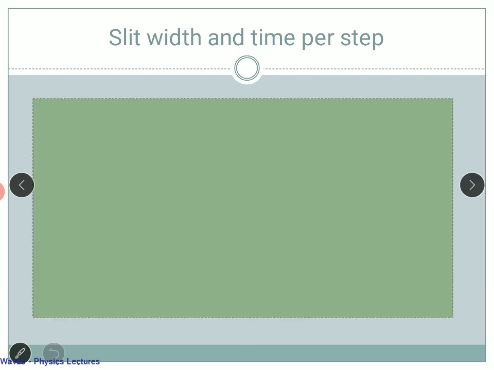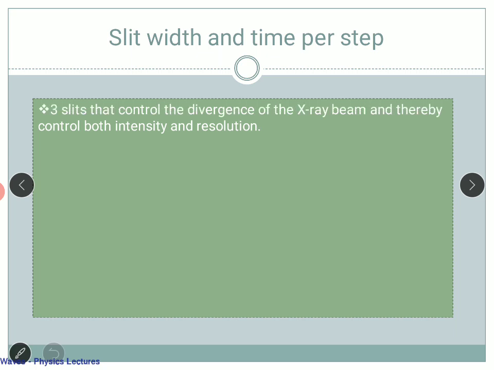So the slit width, depending on the type of slit width, there are 3 slits that control the divergence of the X-ray beam, and this will actually control both the intensity and the resolution. There is something which is axial and something which will control the height. Axial and height divergence.